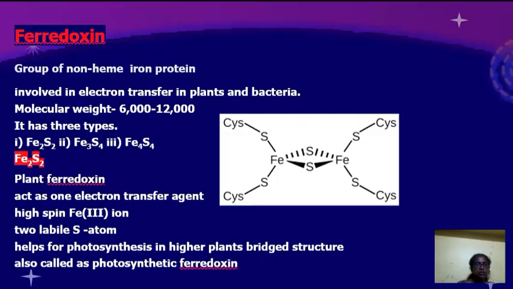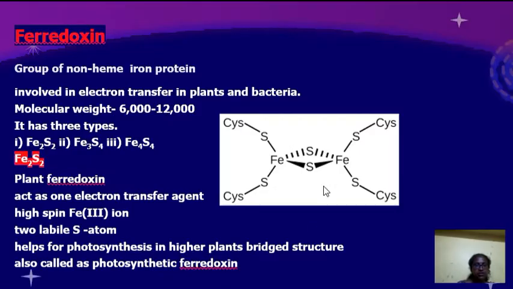First we will see what is Fe2S2. It is a plant ferredoxin. It acts as a one electron transfer agent. It has high spin with the iron atom in +3 oxidation state. It has two labile sulfur atoms. It helps in photosynthesis in higher plants, with a bridged structure. It is also called a photosynthetic ferredoxin.